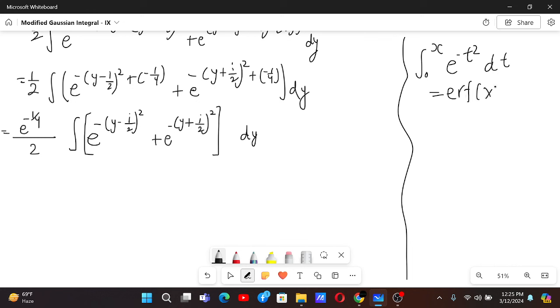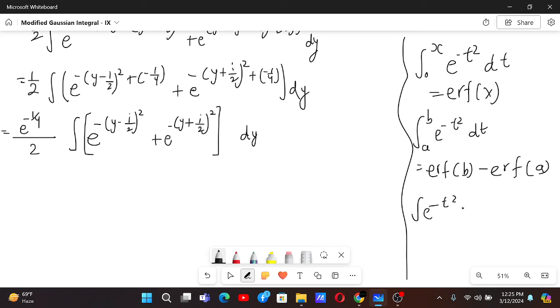And from this definition itself, if it's from a to b, we can basically break this into the integral from 0 to b minus the integral from 0 to a. So this comes out to be erf of b minus erf of a. And that's why we can also define the indefinite integral to be erf of x. Since this holds, we can also define the indefinite integral to be the erf function. And we can write it in t now and then substitute the different variables that we have.